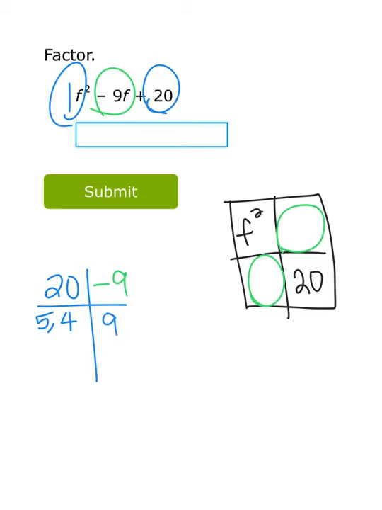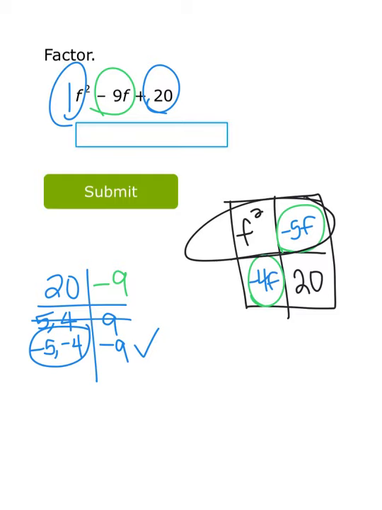5 times 4 equals 20, and when I add 5 and 4 together, I get positive 9. But this time we want it to equal negative 9. So what is a way that I could get positive 20 but still have a 5 and a 4? Well, we should know that two negatives multiplied together would give us a positive answer. So I could multiply negative 5 times negative 4 to get positive 20. But then when I add them, it gives me negative 9, which is what we want. So I know that my two factors would have to be negative 5f and negative 4f.